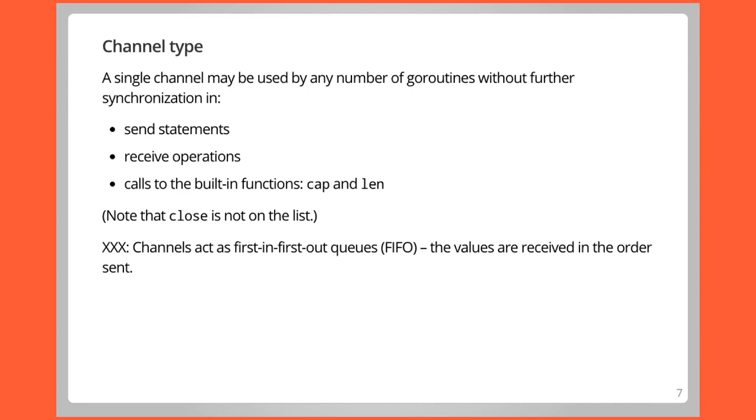Two last points. Sending on a closed channel means panic, right? You cannot send on a closed channel. Sending on a nil channel blocks forever. And I would like to stop a bit on these two last points, because there's a big distinction in there.